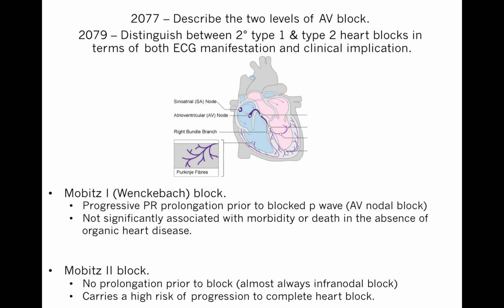So distinguish between second degree type 1 and type 2 heart blocks in terms of both ECG manifestation and clinical implication. We've discussed it in Mobitz I, which is Wenckebach. There is gradual prolongation of the PR before the blocked P wave. It is at the level of the AV node, not significantly associated with morbidity or death, and is usually asymptomatic. Mobitz type 2 occurs below the level of the AV node and has a high risk of progression to complete heart block. Here, there is no prolongation of the PR interval and a sudden drop of a QRS complex.